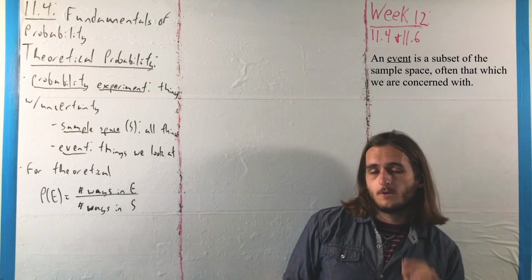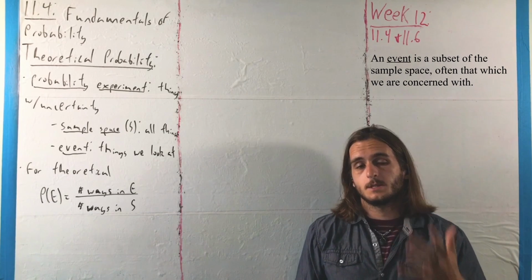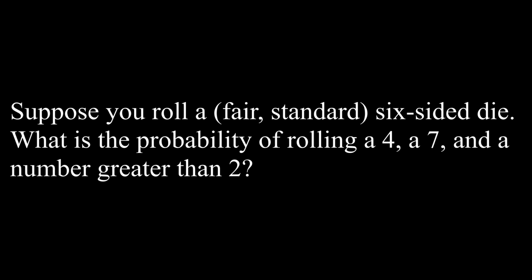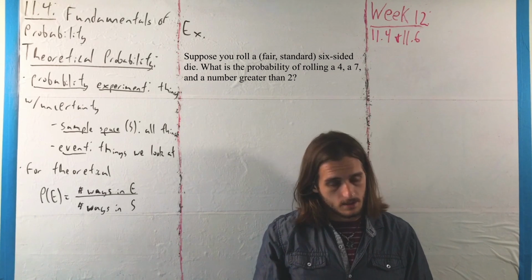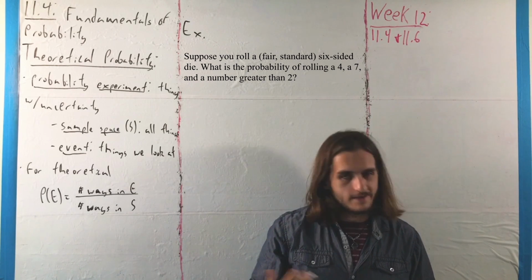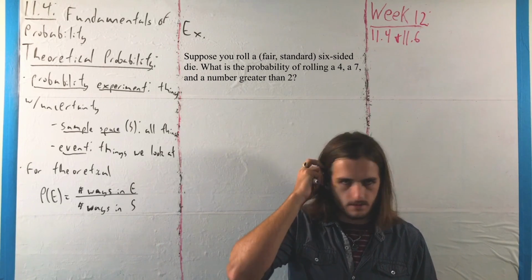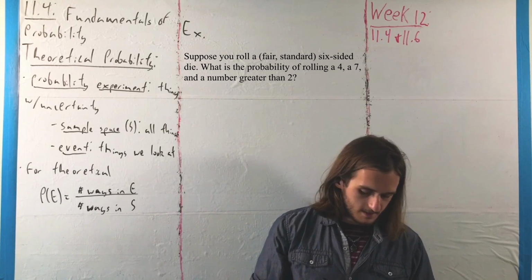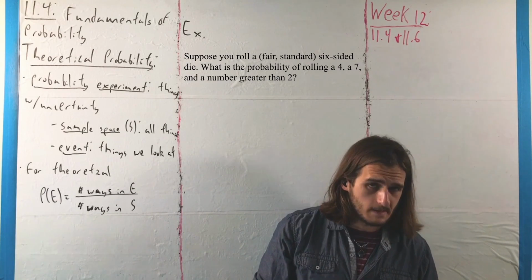Anyway, let's get a couple quick examples in this flavor so we can better understand what it is that we're talking about. For our first example, suppose you roll a fair standard six-sided die. What is the probability of rolling a 4, a 7, and a number bigger than 2? Note that when we're dealing with these sorts of things, we're going to take care of them one by one, because obviously you can't get all of these things at once, certainly not meaningfully.